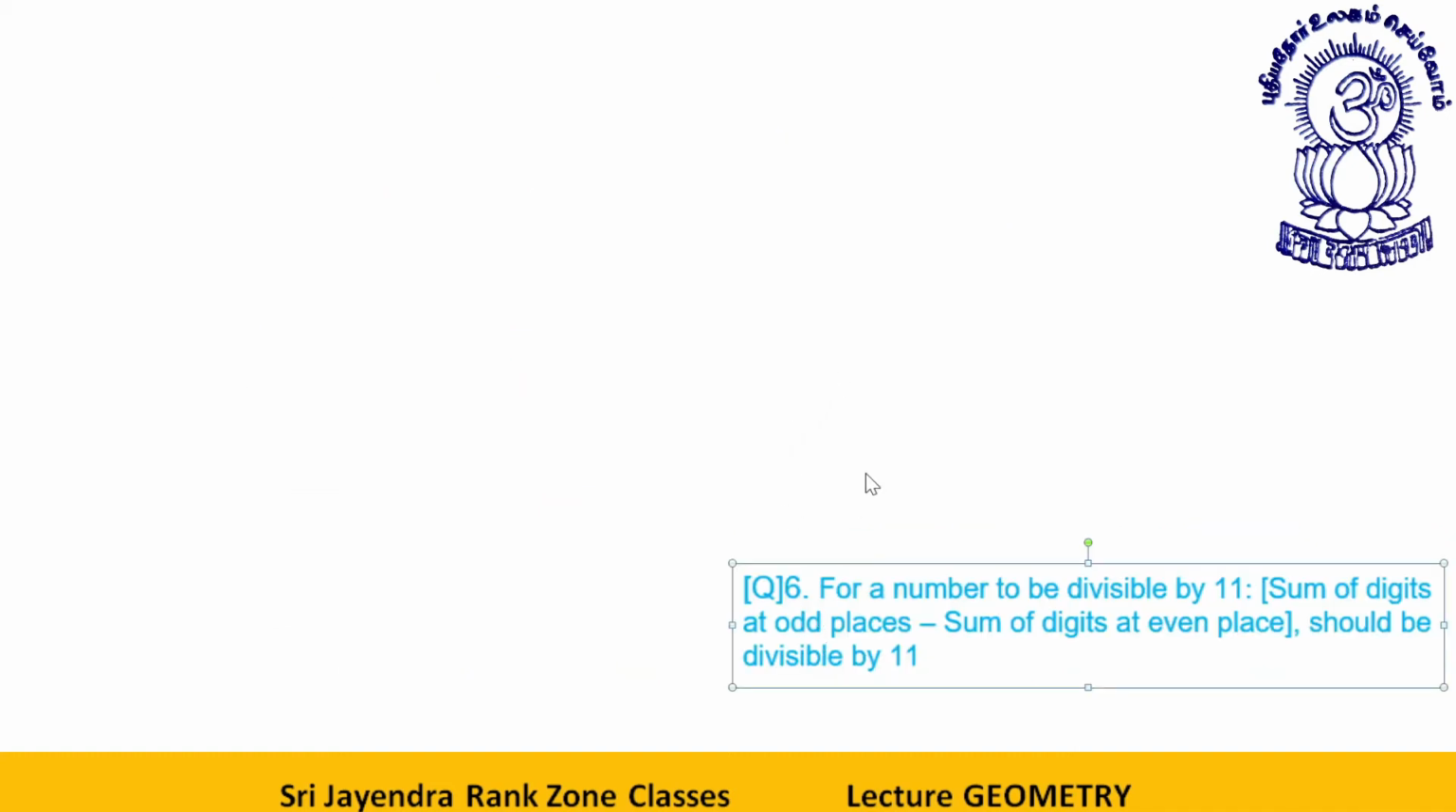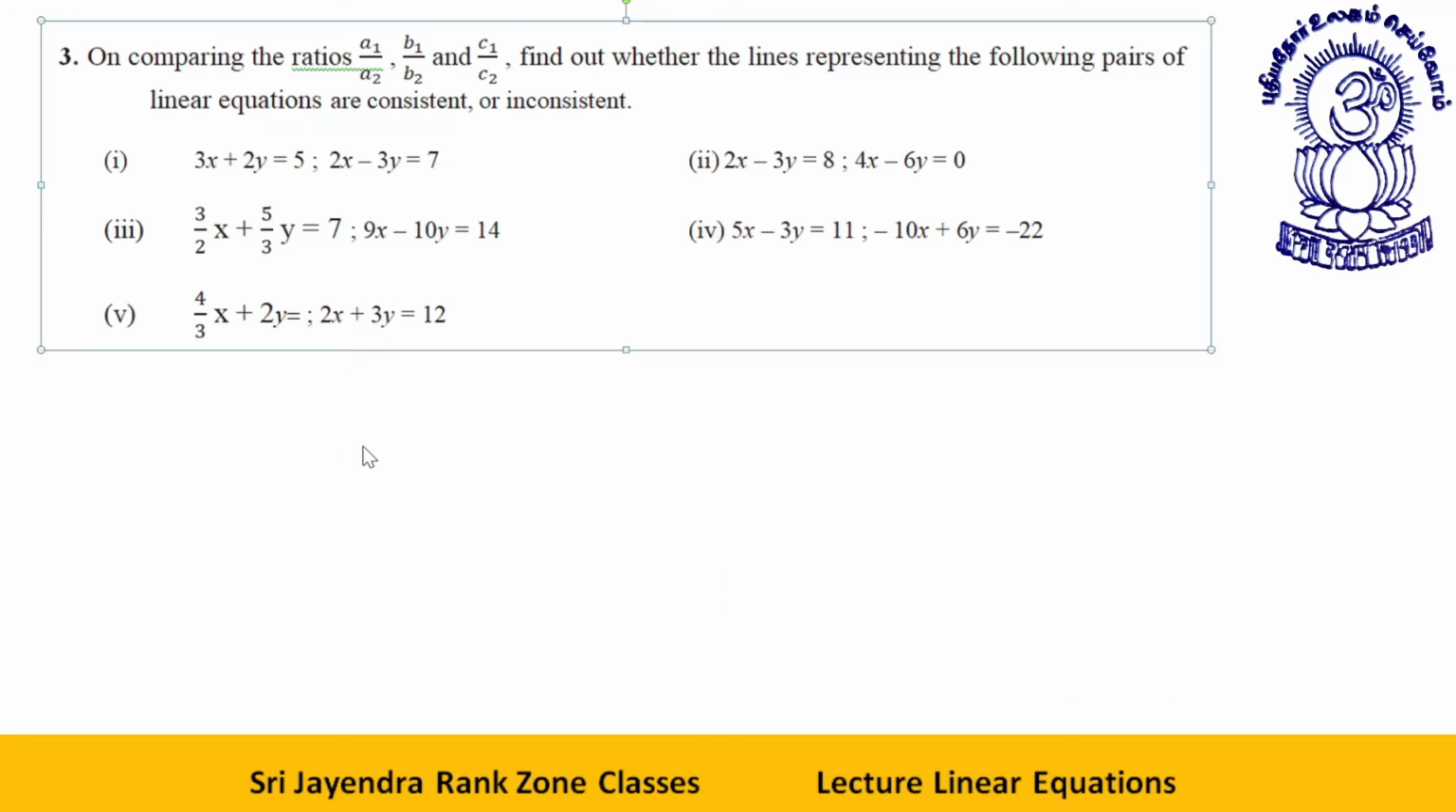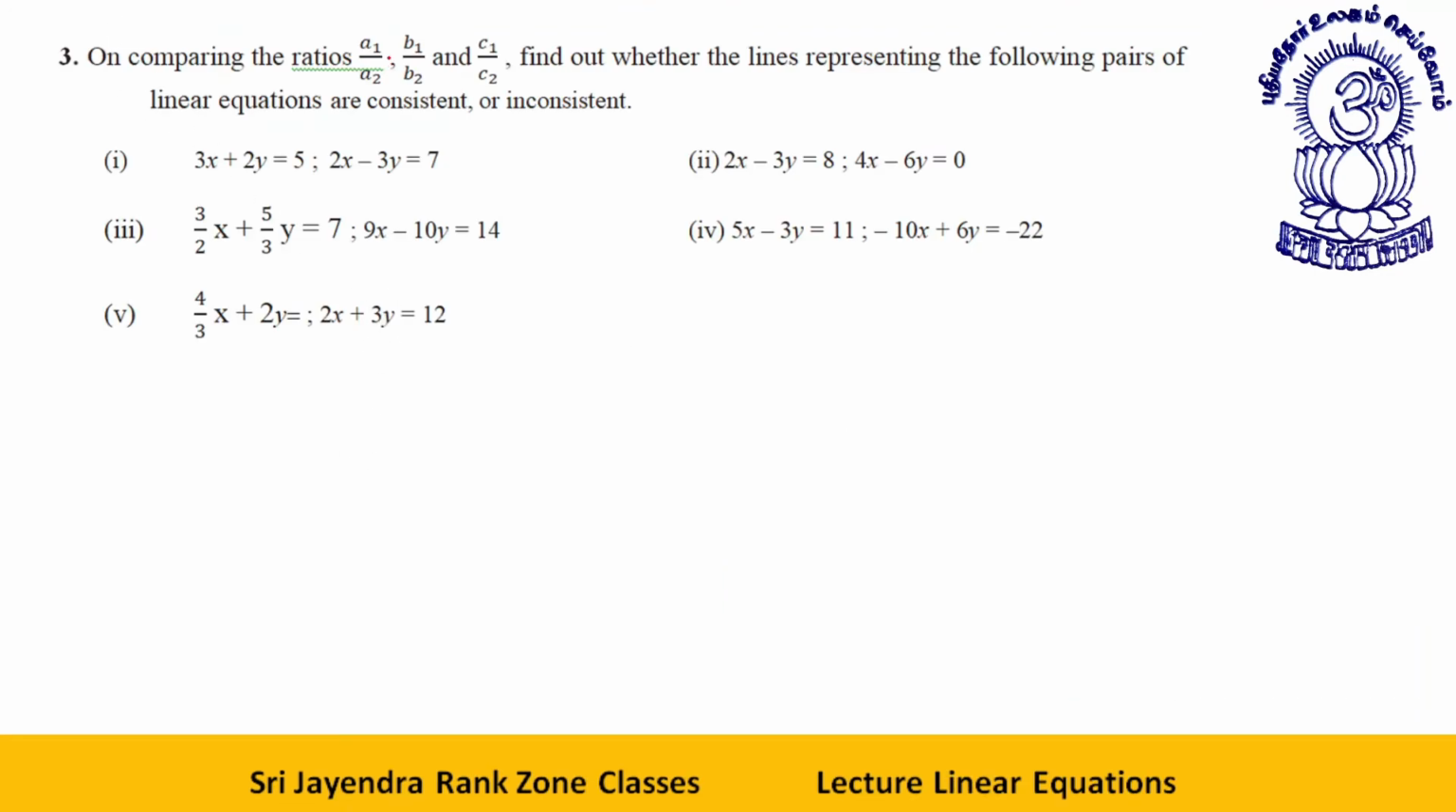Let's take the next one. On comparing the ratios a1 by a2, b1 by b2, and c1 by c2, find out whether the lines representing the following pair of linear equations are consistent or inconsistent. We already know the basics. If a1 by a2 not equal to b1 by b2, we know these are consistent. Let's start with the questions.